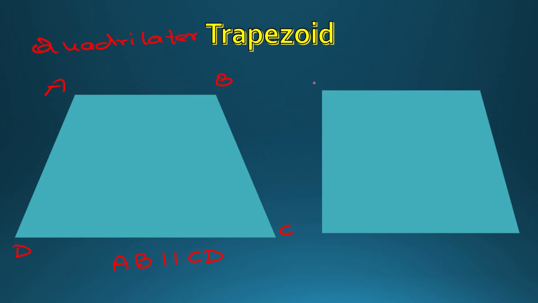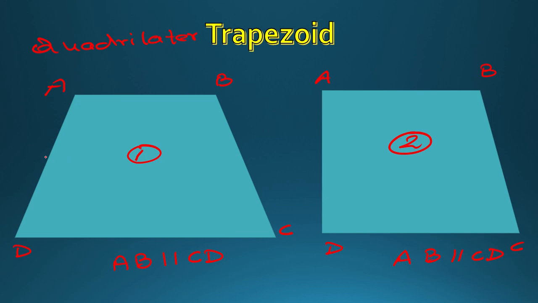Same thing in this quadrilateral also. If I name it ABCD, AB is parallel to CD. Two sides are parallel and these two sides are not parallel. AD and BC are not parallel to each other because if you extend them, they will cut each other. Now what is the difference between picture 1 and picture 2, trapezoid 1 and trapezoid 2?